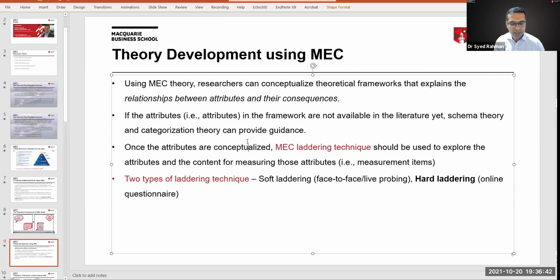Another point is that if your research is not underpinned by means-end chain theory, then probably you are not going to use the means-end chain laddering technique. Now, those who are really good at qualitative research would know that there is a standard laddering process. It just means that you go from one step to another step.